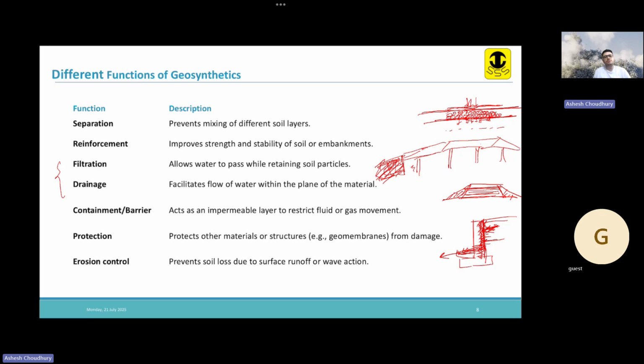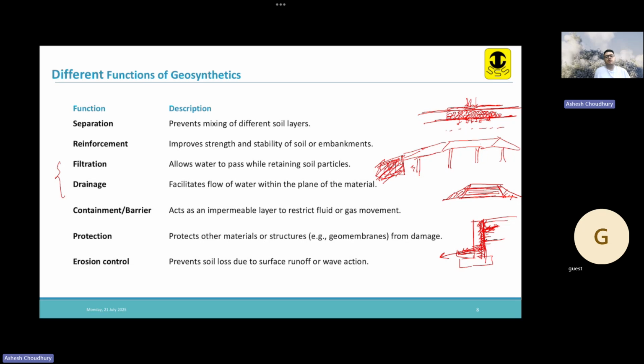So this we already saw, right? This containment effect, this containment or barrier, we already discussed it when we discussed the liner. Say you want to contain some material within an area, within a pond. So what do you do? You line that pond with some geomembrane or geosynthetic clay liners. That is called the containment or barrier function.